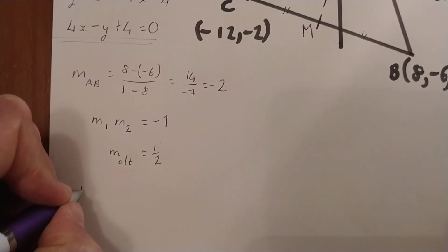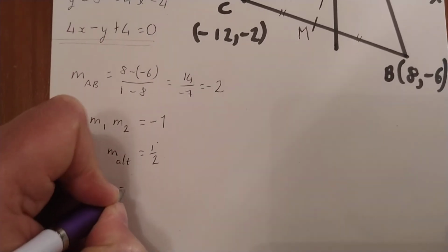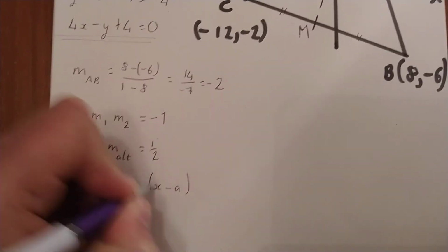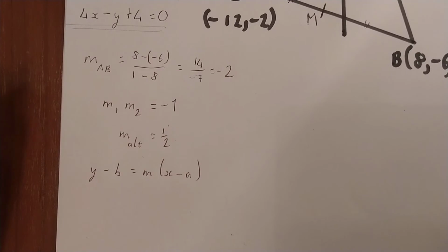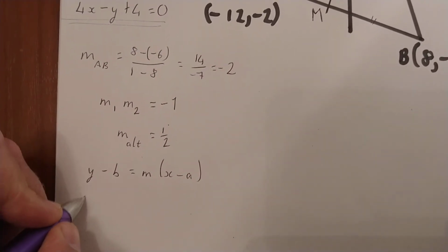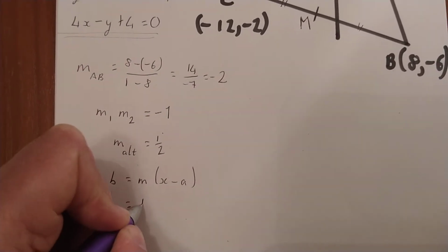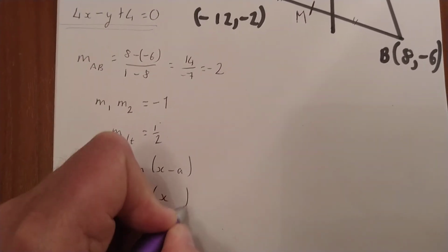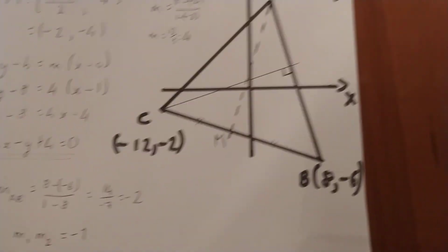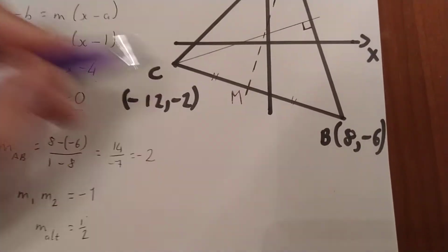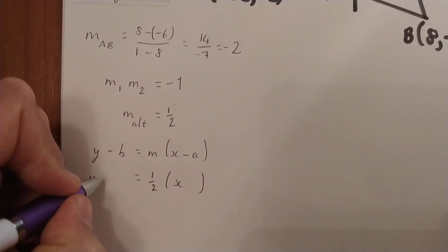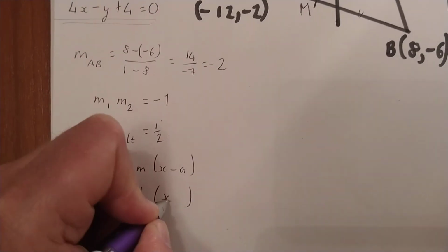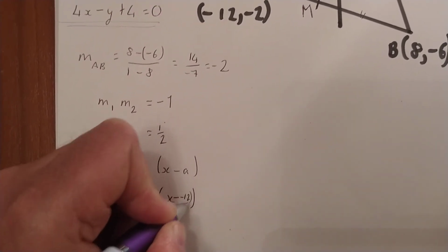Okay, so still writing it every time just so it's ingrained in my head. Y minus b, m bracket x minus a. Y equals, my gradient is going to be a half, connecting x and y values together, put in a particular point. Well, the only point that we do have is C as negative 12, negative 2. So, y take away negative 2, x take away negative 12.